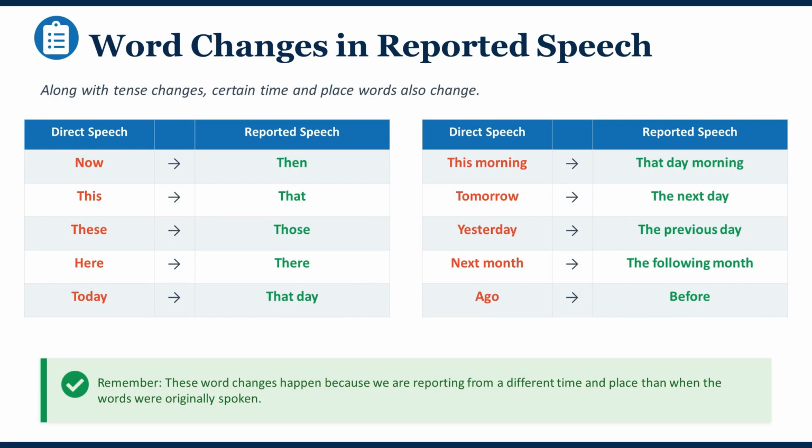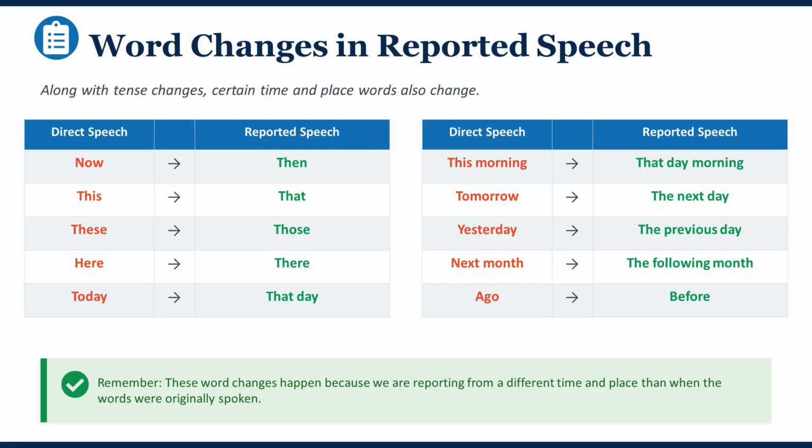It is not just the tenses that change in reported speech. Certain words related to time and place also need to change. This makes sense because when you report what someone said, you are usually speaking at a different time and in a different place. Let us go through these changes. "Now" changes to "then." "This" changes to "that." "These" changes to "those." "Here" changes to "there."